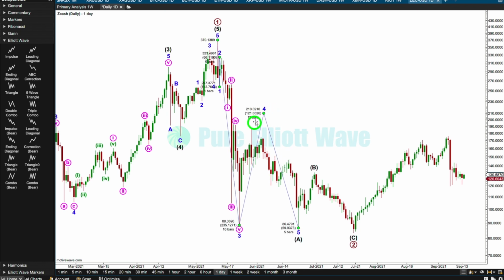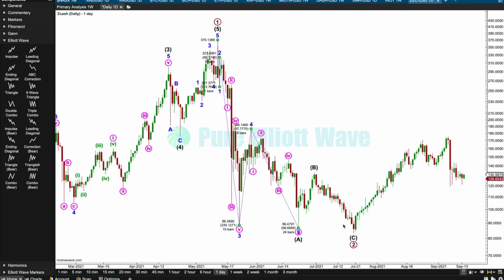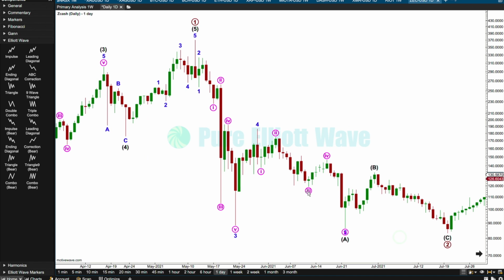No, I want to put the 4 here. But I don't think this 5 is going to work. Is it a diagonal? There's a huge overlap in there. Are the wavelengths going to work? No, it doesn't. 3 is longer than 1, 5 is longer than 3, but 4 is shorter than 2, so it's neither contracting nor expanding, so that just doesn't work.